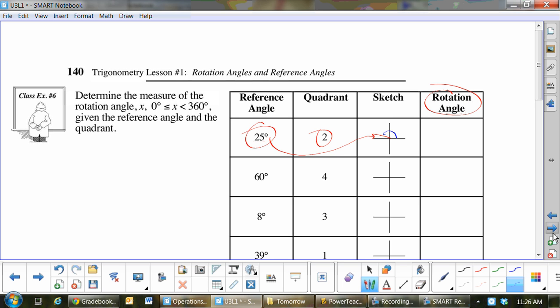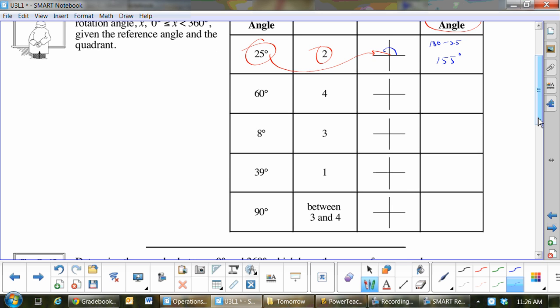What is it? 155. How'd you get that? 180 minus 25 is 155 degrees. Okay? How about an 8 in quadrant 3?